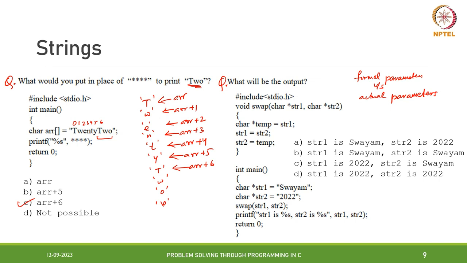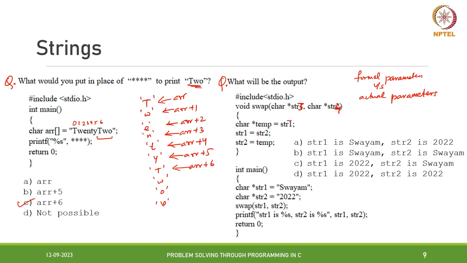Because it does not change with string str1 and str2. The change occurs only inside the function, not outside. Yes, exactly. So for explaining this question, to simplify things, I will just rename these variables as str3 and str4.